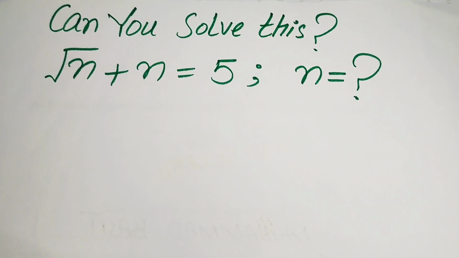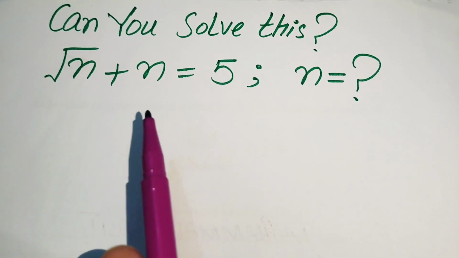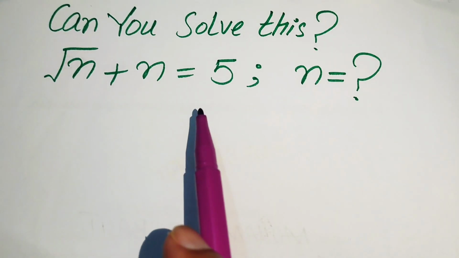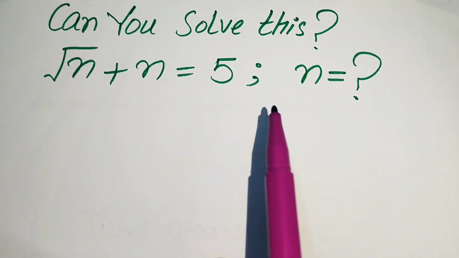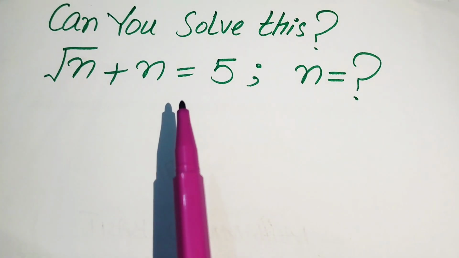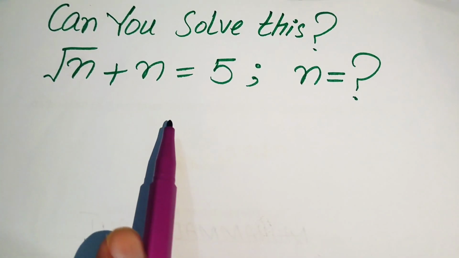Hello everyone, welcome to solve this math Olympiad algebra problem, and here we have square root of n plus n equals 5, and we solve this problem for the values of n. And at the last we check the values of n and find those values of n which satisfied this equation.